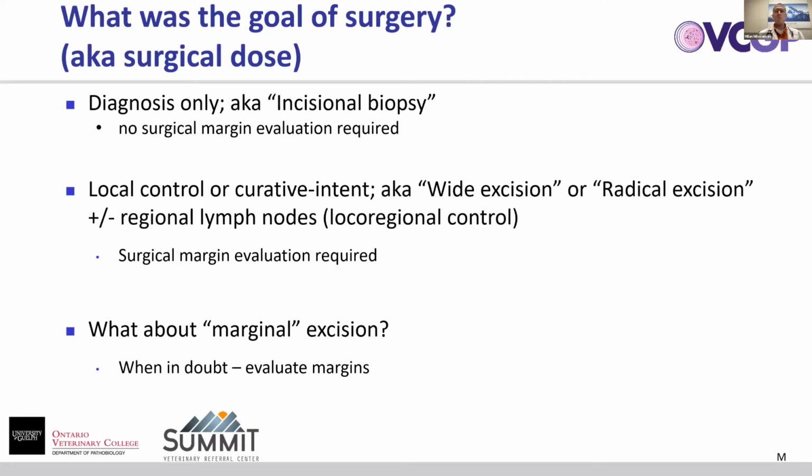On the other hand, a local control or curative intent surgery, typically performed via wide excision or a radical excision, perhaps even with removal of the regional lymph nodes, now we're going to be very interested in what the surgical margins are in that case. The final category is the marginal excision. It's kind of confusingly named, and again, we'll clarify this in a couple of slides. That's a little bit more of a gray zone. It really depends on what the goals were of surgery. Again, like Rob mentioned, I think the safest thing to do, if in doubt, evaluate the margins. It's never going to hurt.